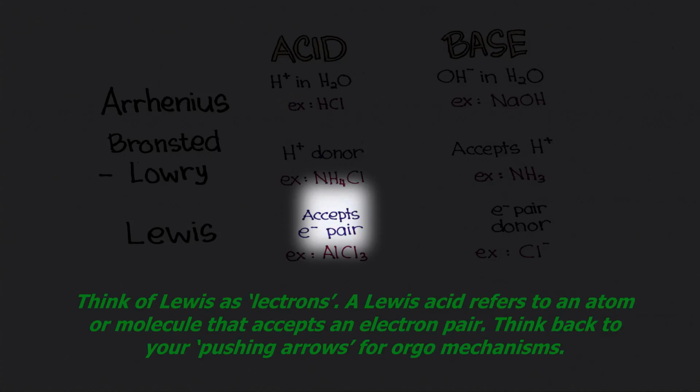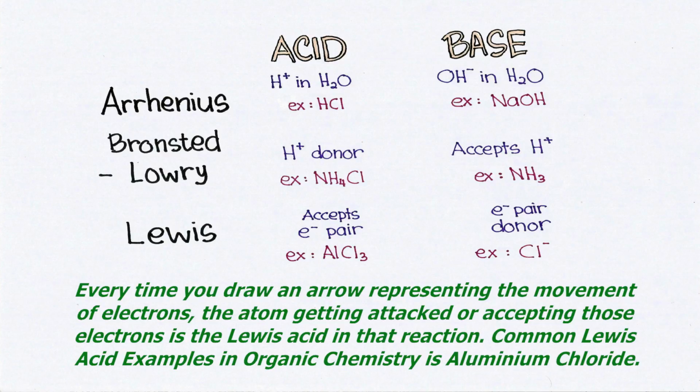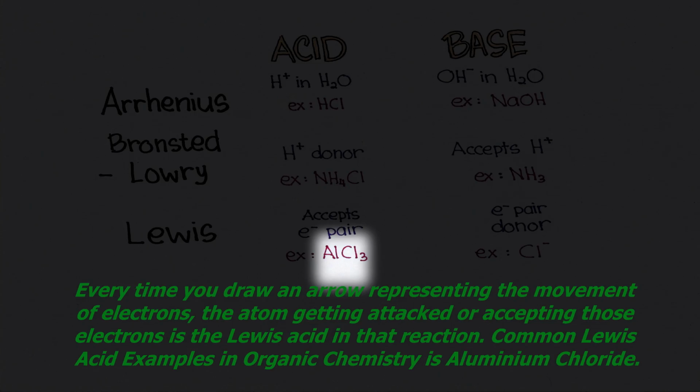Think back to your pushing arrows for organic mechanisms. Every time you draw an arrow representing the movement of electrons, the atom getting attacked or accepting those electrons is the Lewis acid in that reaction. A common Lewis acid example in organic chemistry is aluminum chloride.